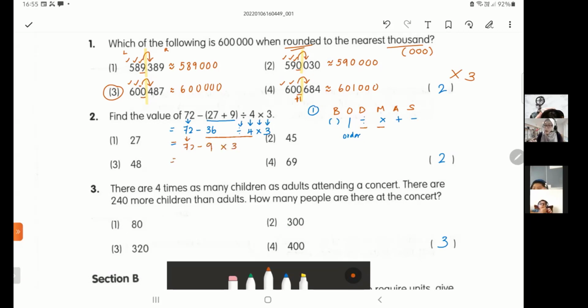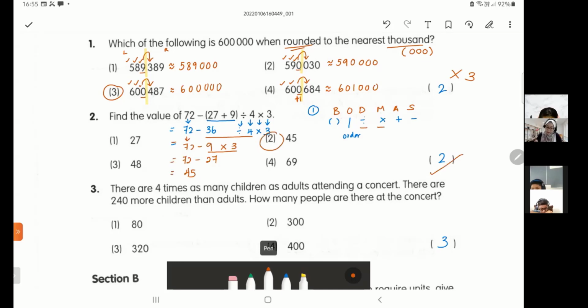Then between subtraction and multiplication, you need to do your multiplication, right? 9 times 3 is 27. So 72 minus 27, you are doing this, and the answer is 45. Option number 2. Correct.